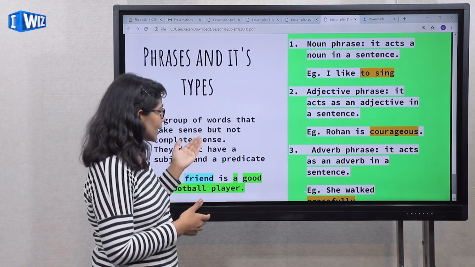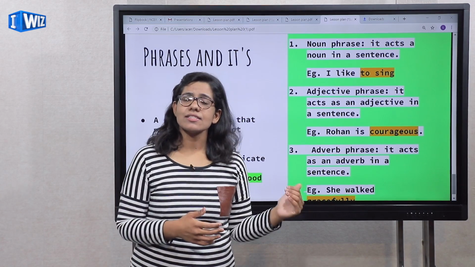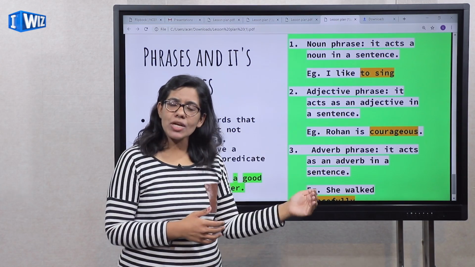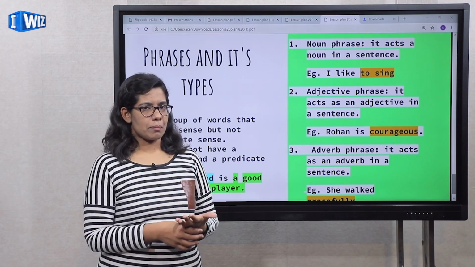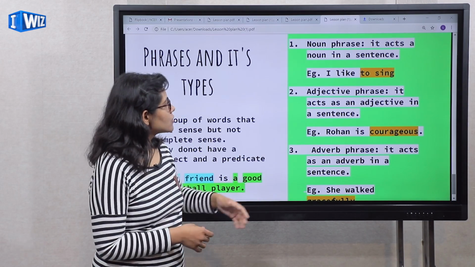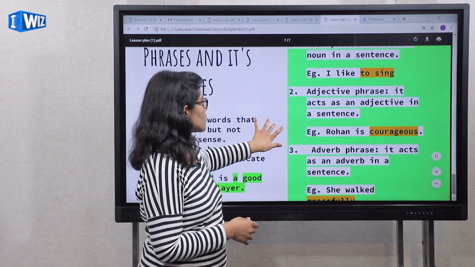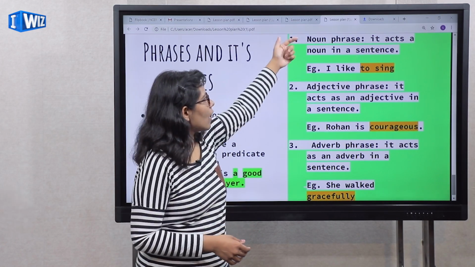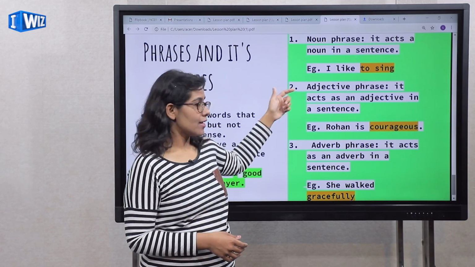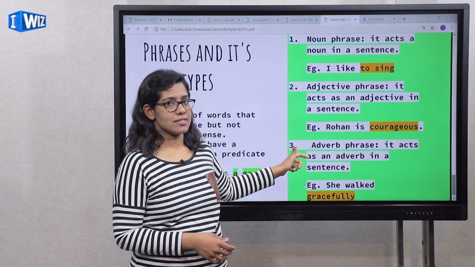And another thing, in sentences, we studied that they have a subject and a predicate. In phrases, they do not have a subject or a predicate, okay? So, the types of phrases. We have three types of phrases, namely noun phrase, adjective phrase, and adverb phrase.